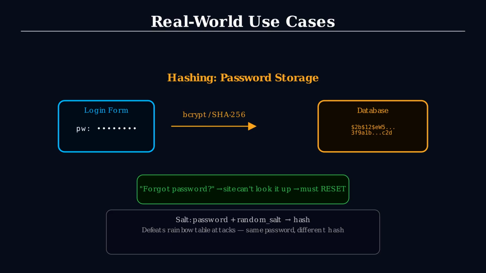And this is exactly why Forgot Password does not show you your old password. The site literally cannot look it up. It no longer exists in readable form. Modern systems take this even further with salting, adding a unique random value before hashing to prevent rainbow table attacks. The salt means that even two users with the same password will have completely different stored hashes.